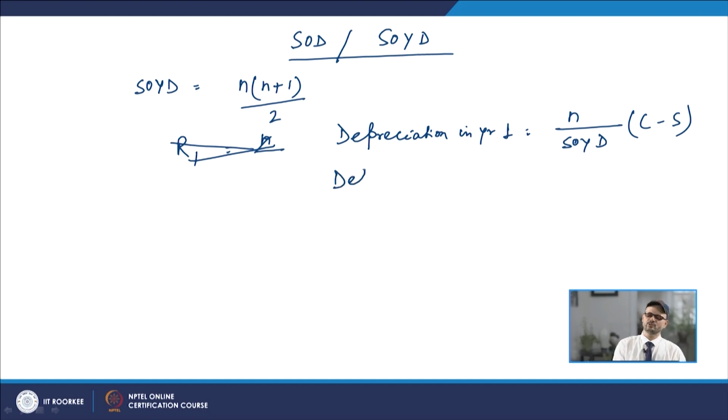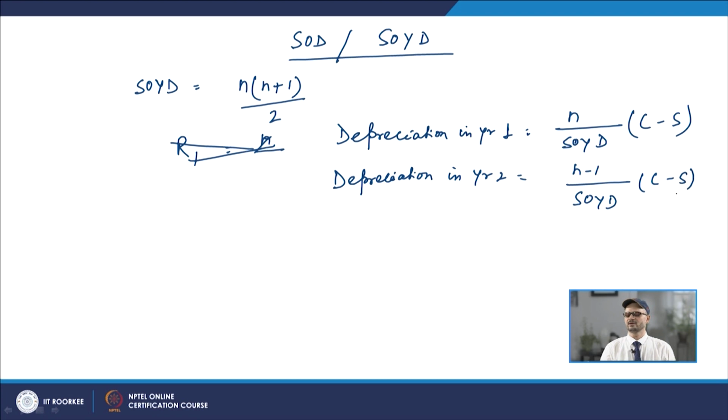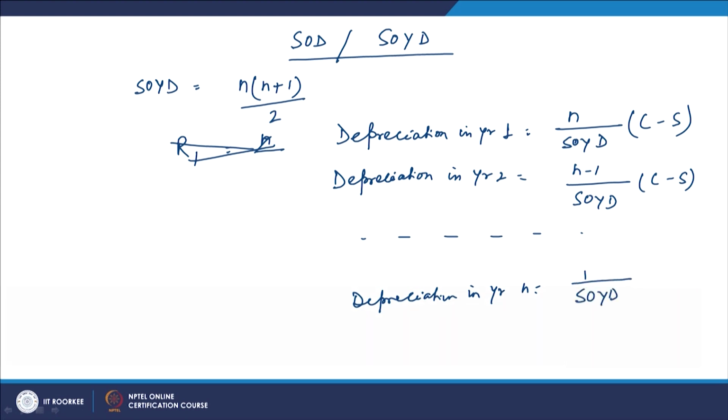Similarly, depreciation in year 2 will be n minus 1 divided by SOYD, into C minus S. This way it will go, and the depreciation in year n will be 1 by SOYD into C minus S. So, C is the first cost of the asset and S is the salvage value of the asset, and based on that we calculate the depreciation charges using the sum of years digit method.